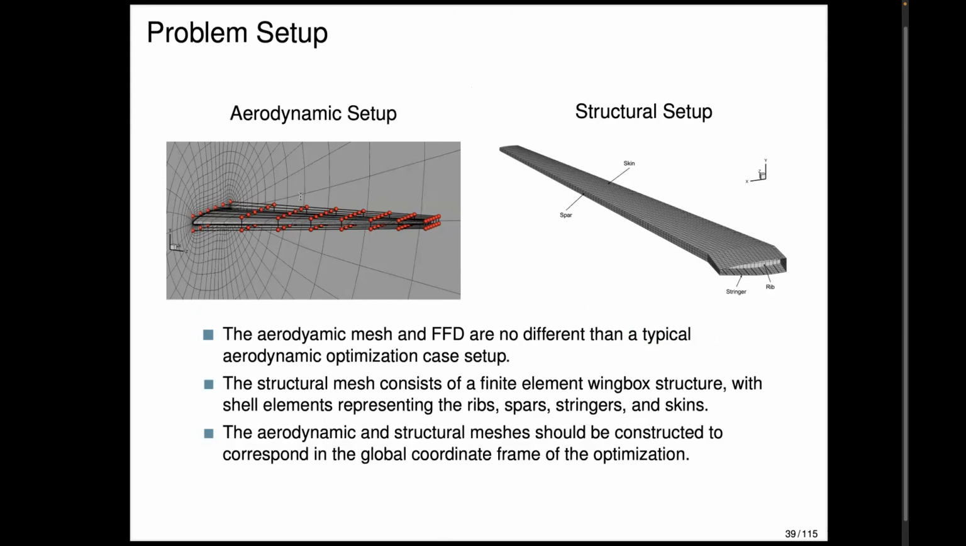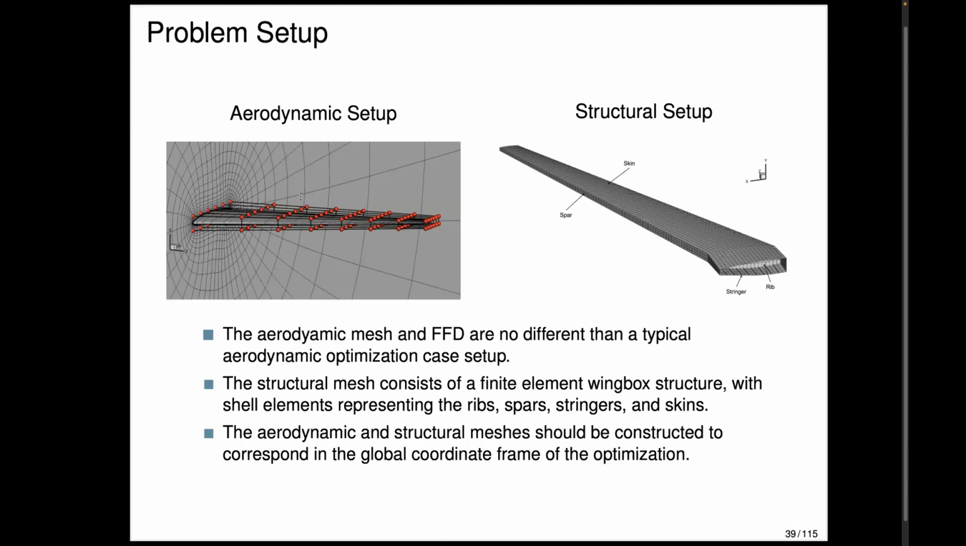So how do we set up the actual subproblems for aerodynamic and structural analysis? On the left here, we have an aerodynamic setup. The convenient thing is this is no different from, for example, the airfoil case that Ping just described. You come up with your mesh for DAFoam, and you come up with a freeform deformation grid. So here we see what was originally a structured mesh with pyHyp, but it's turned into a DAFoam mesh for what we call the mock tutorial wing. And we have an FFD grid on top of it with the red dots. So the aerodynamic mesh and FFD are no different than a typical aerodynamic optimization case setup.